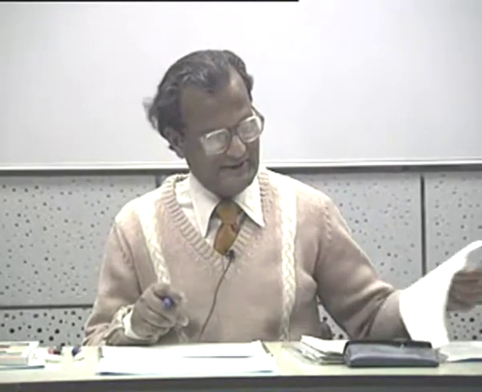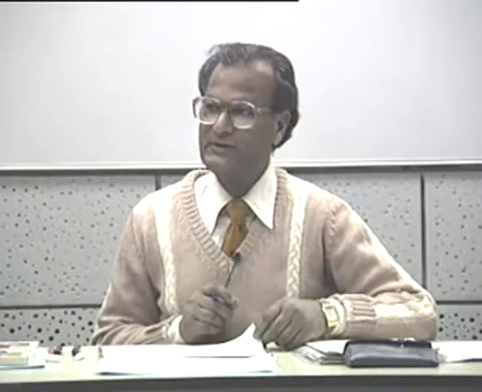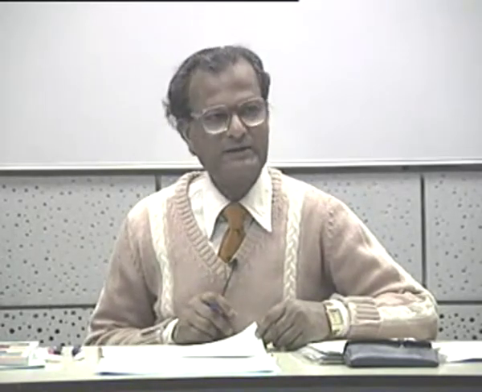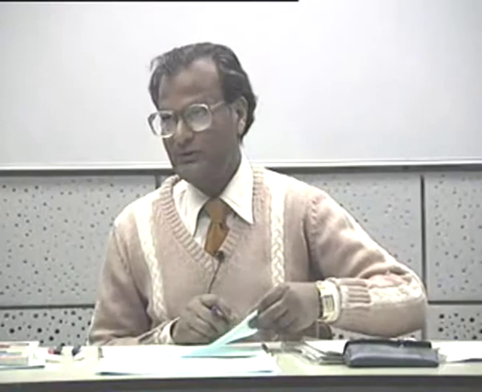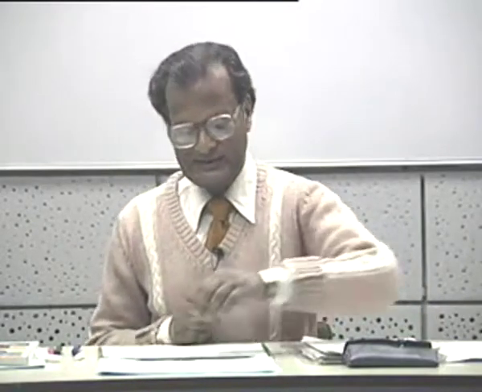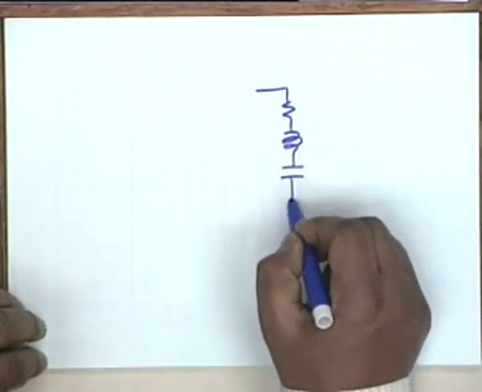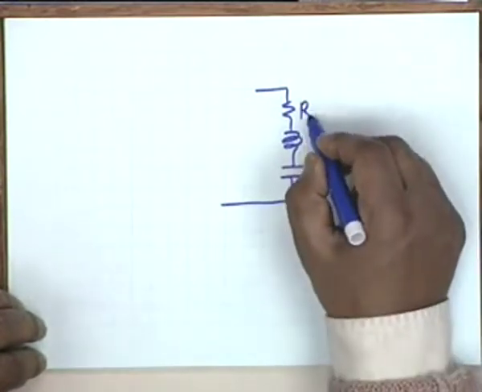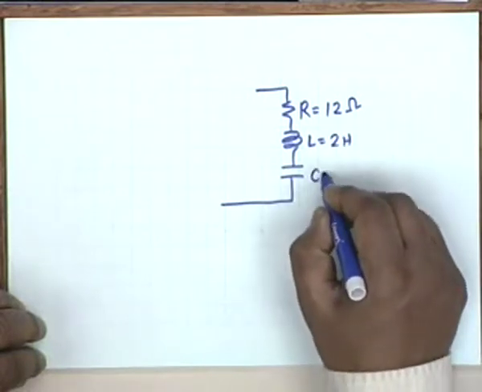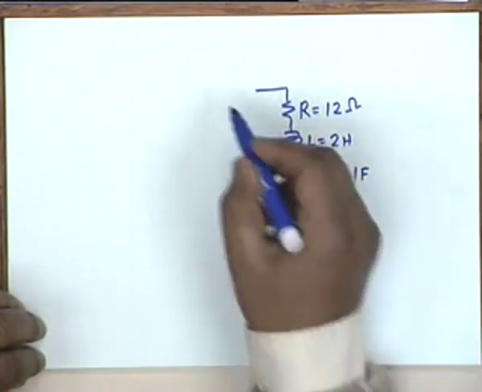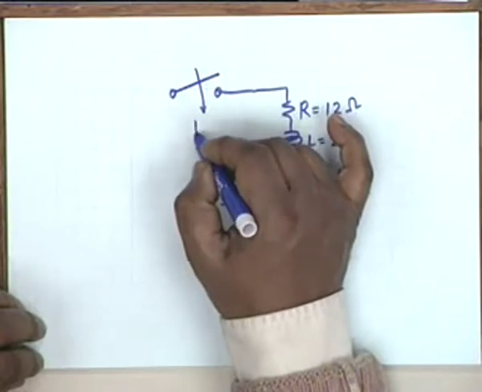All right, we take a slightly different example now, where a sinusoidal voltage generator is switched to a series RLC circuit. Let us see what happens. A series RLC circuit, and I hope I have taken the values now not to end up in a mess. R equal to 12 ohms, L equal to 2 Henry, and C equal to 0.1 farad. All right, and the switch is put on at t equal to 0.